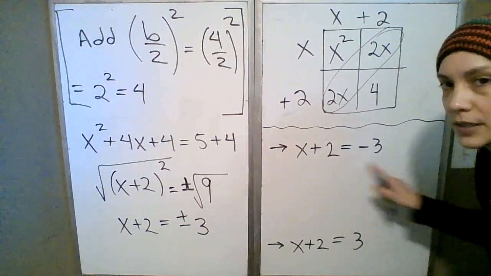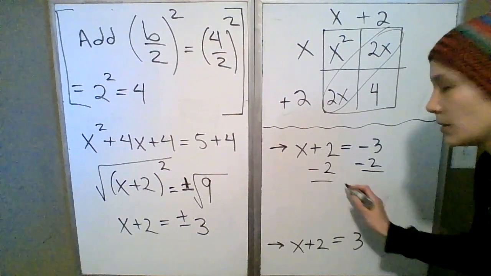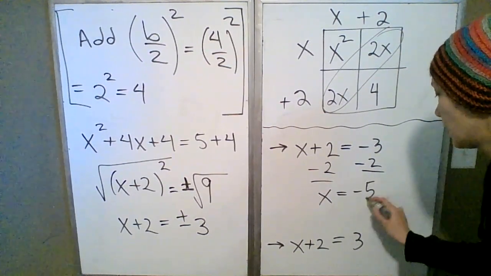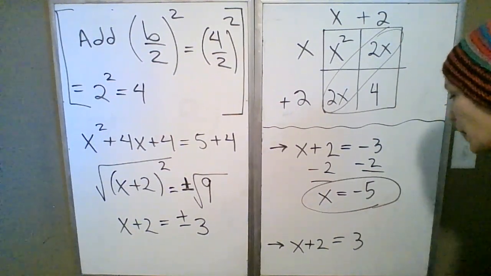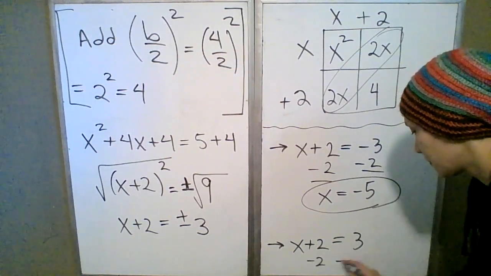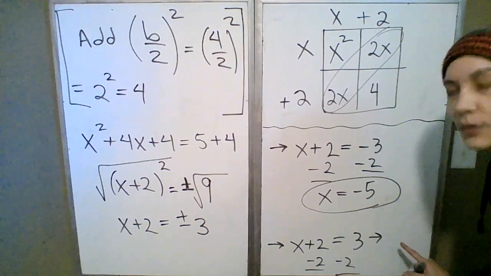So here we subtract 2 from both sides. I have x equal to negative 5. Same here, subtract 2 from both sides. I'm going to have x equal to 1.